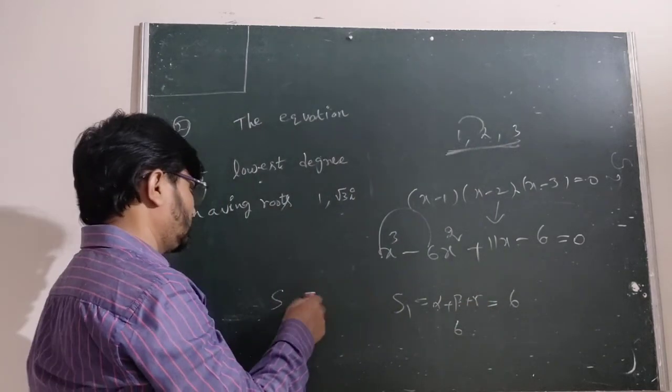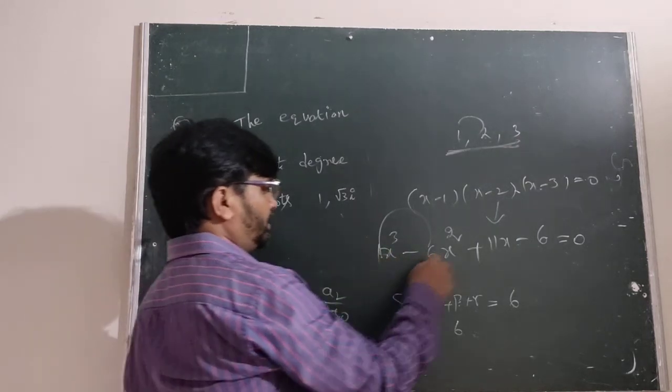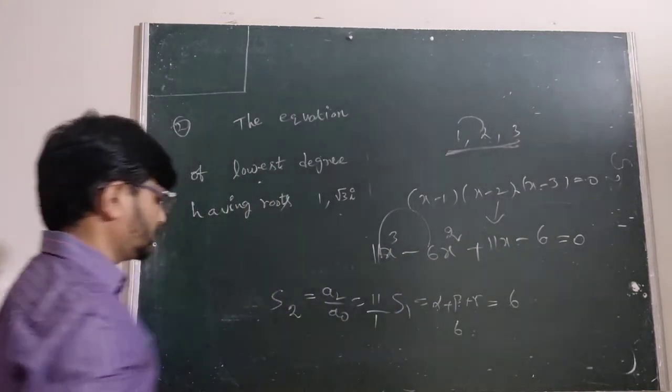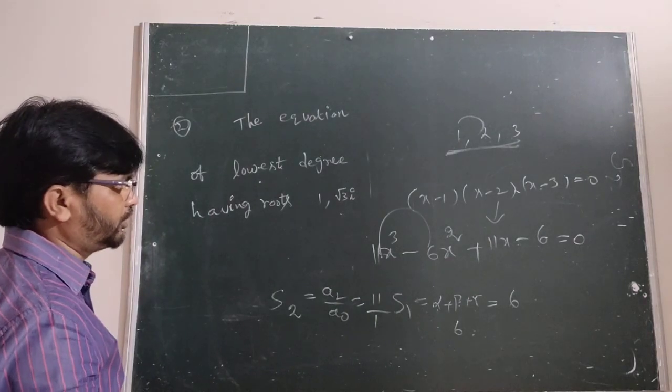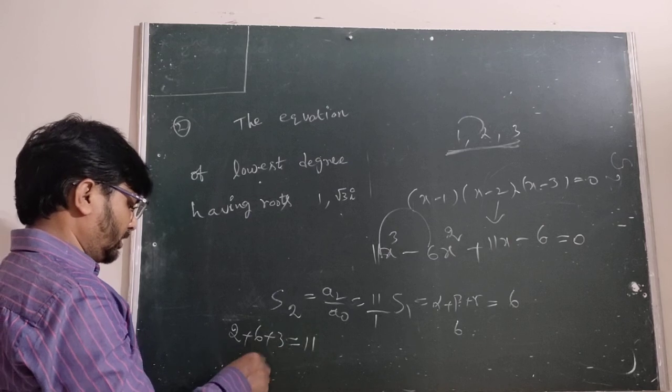We know that S2 is a2 by a0. Here a2 is 11, a0 is 1. Therefore S2 means the sum of the product of the roots taken 2 at a time: 1 into 2 is 2, 2 into 3 is 6, 3 into 1 is 3. Therefore 11 equals 11.